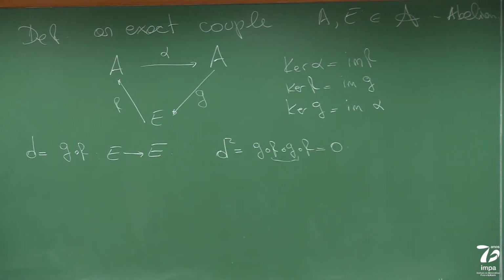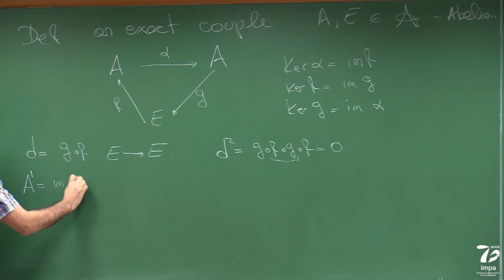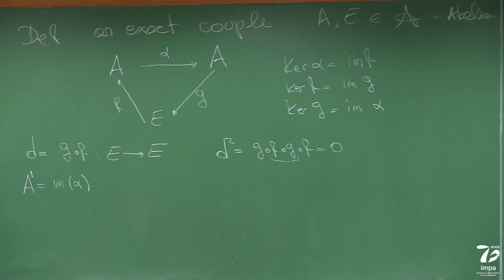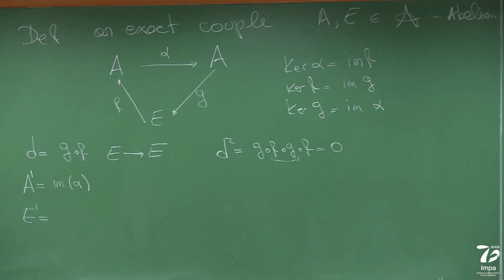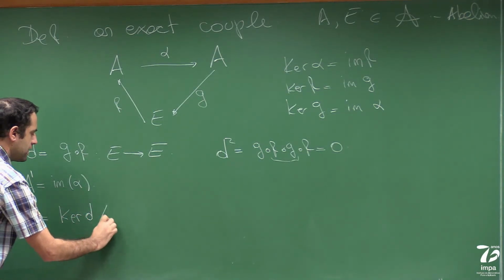But we can actually play a little game, which is we can look at A prime, define it to be the image of alpha. We can define E prime. Should have said something before for general spectral sequences, but well, anyways. We can define E prime to be the kernel of D divided by the image of D.